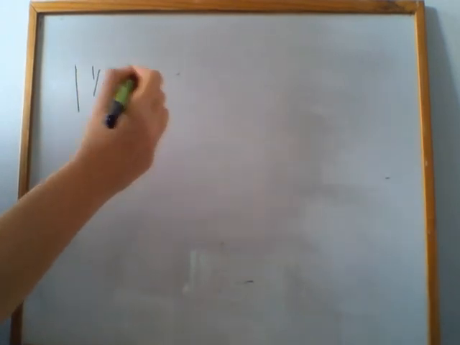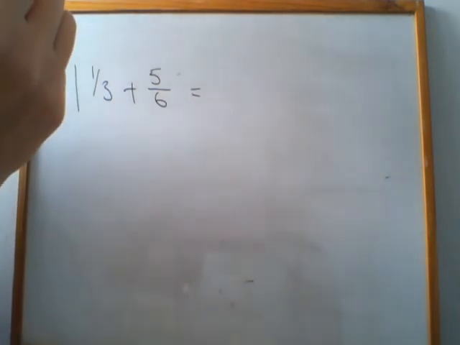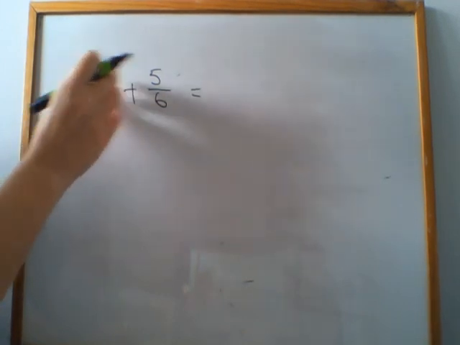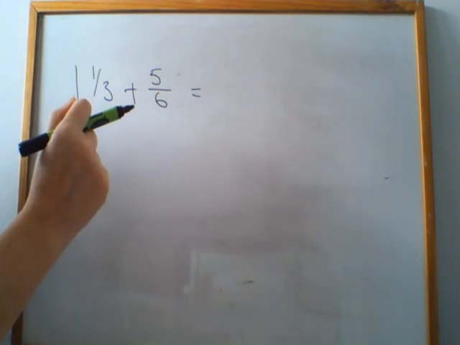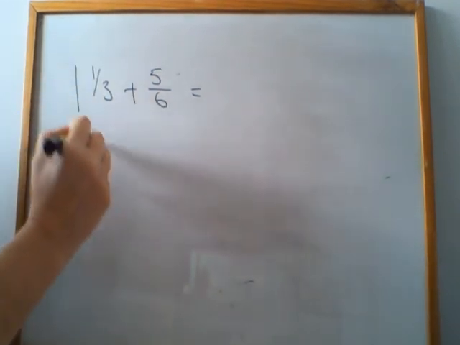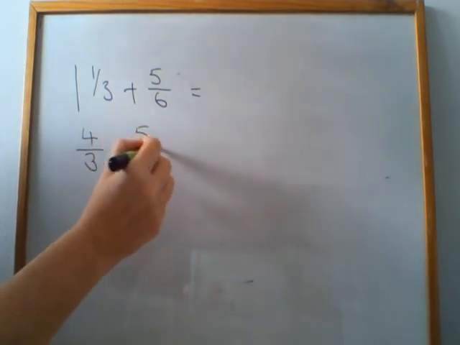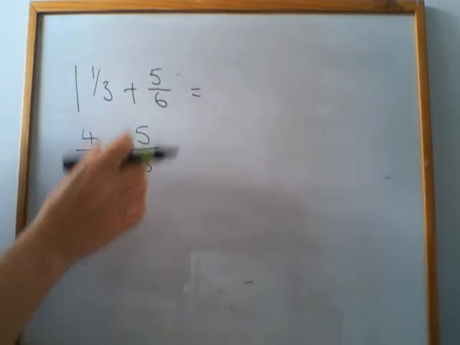Number 11, we've got a mixed number and fraction addition. So we've got the number 1 and 1/3 add 5/6. Before I can do anything here, I need to change them so that they're in the same form, because at the moment I've got a mixed number and a fraction. To change this into an improper fraction, I can do 1 times 3 plus 1 is 4, so I get 4/3, add 5/6. But I still can't add them because we've got different denominators.